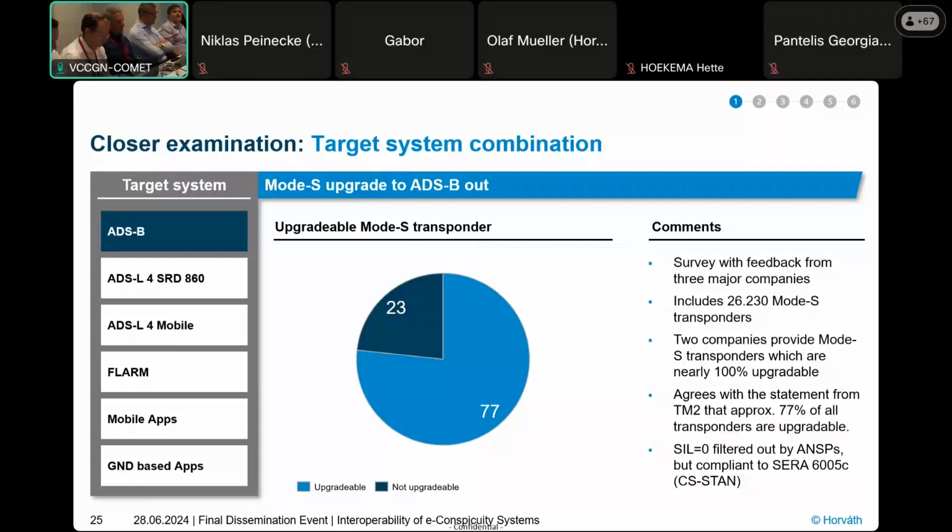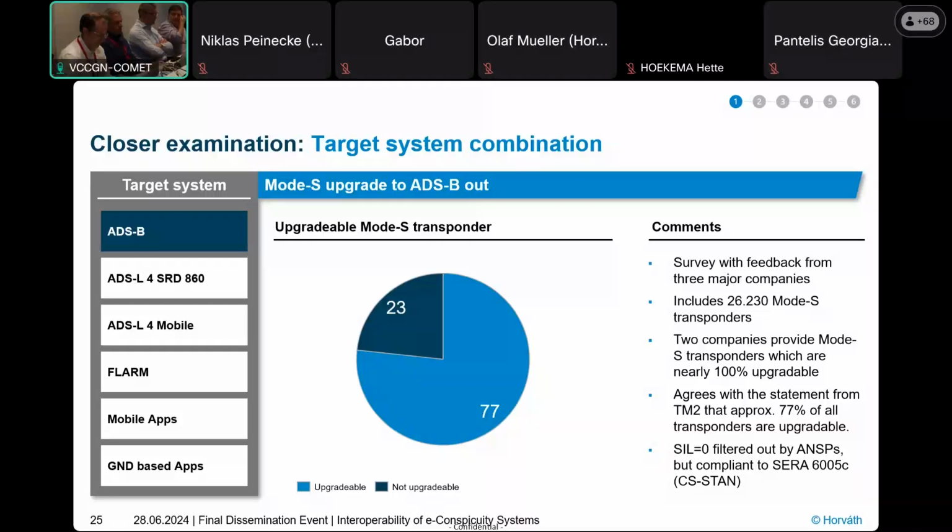So we did a survey with the feedback from major manufacturers of transponders in Europe, and at least 77% of all existing transponders can be upgraded to ADS-B by simply adding a GNSS source. It is compliant to 0605 Charlie because it can be in accordance with the CS standard. So mostly you will get an ADS-B out system with source integrity level of 0. Source integrity level 0 is filtered out by most ANSPs like the Deutsche Flugsicherung.